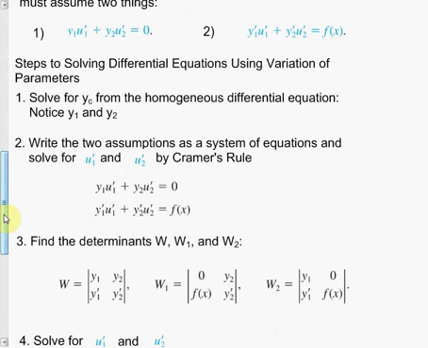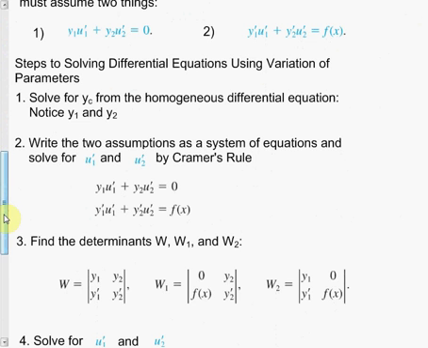W sub 1, if you recall Cramer's rule from algebra, says you replace the first column, that y sub 1 and y sub 1 prime, with the values on the far right, 0 and f of x. Then everything else stays the same for the determinant. W sub 2 says you replace the second column with the values on the far right from the system, so 0 and f of x over there, with everything else staying the same as from the previous capital W.